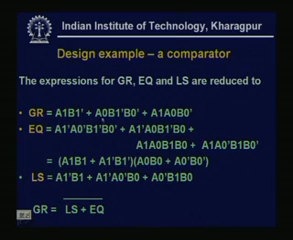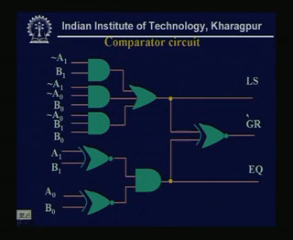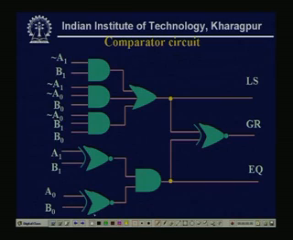So, what we can do now, if we want to realize these circuits, first we see the equal line. For the equal line, this is A1 XOR B1 and A0 XOR B0, and then they are ANDed, and that will be my equal line. Similarly, the LS line will mainly be realized by AND OR circuits, and the GR line will be realized by AND OR XORs.